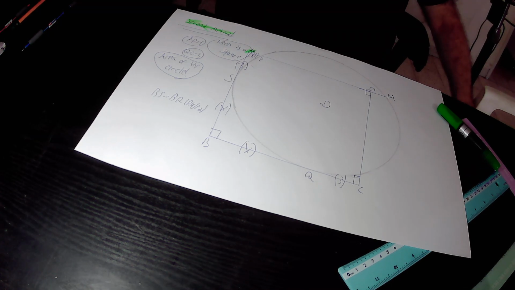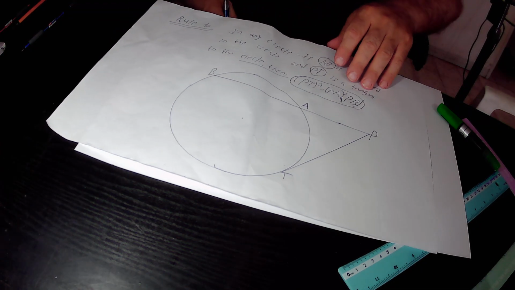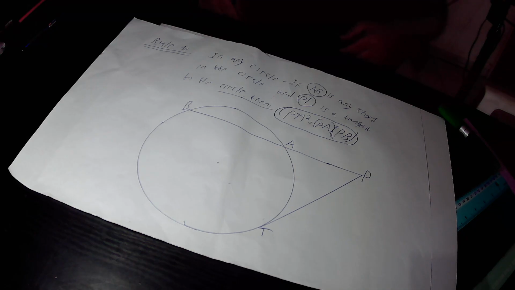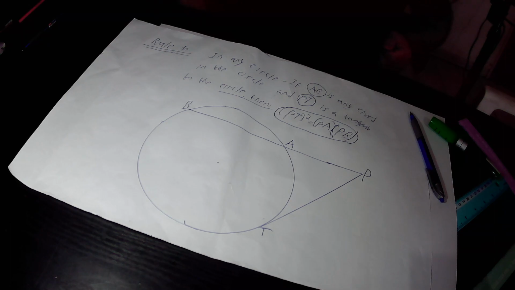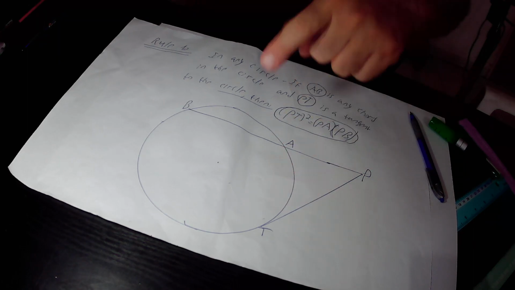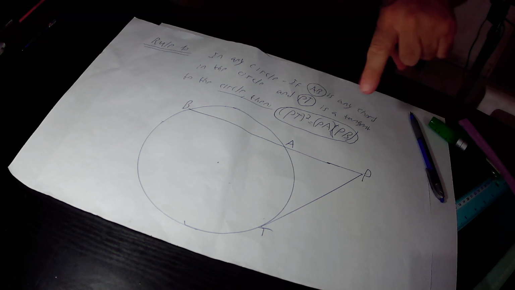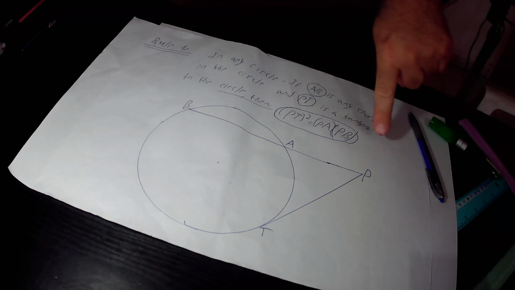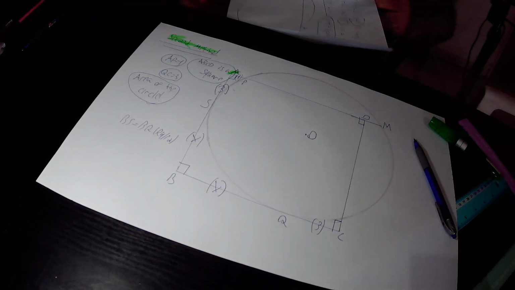So I'm clicking on rule 10. According to rule 10, which is true in any circle, if AB is a chord in this circle, and PT is a tangent to the circle at point T, then the following equation is always true: PT square equals PA times PB. We can definitely implement rule 10 in our drawing.